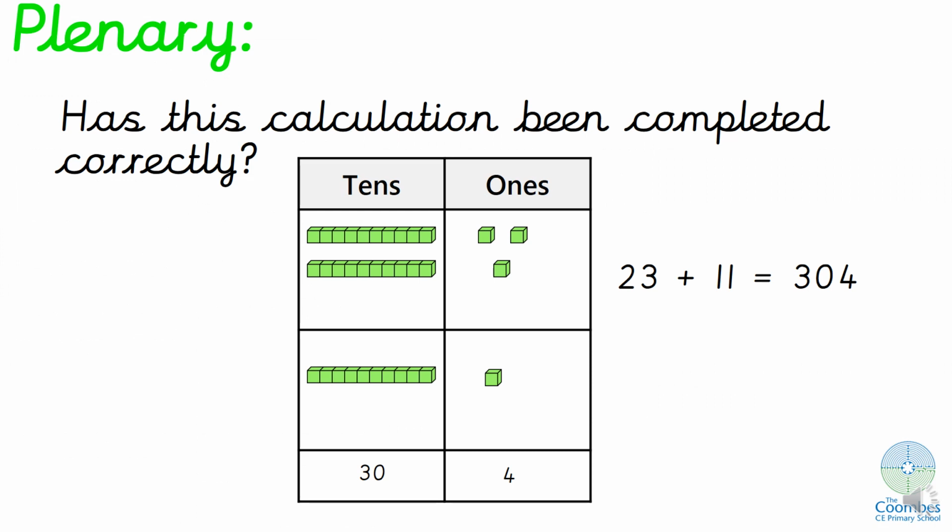Your plenary for today is to work out if this calculation has been solved correctly. So we have 23 add 11 equals 304. Is that correct? If it's not, can you work out what has gone wrong? Pause the video now and see if you can work it out.